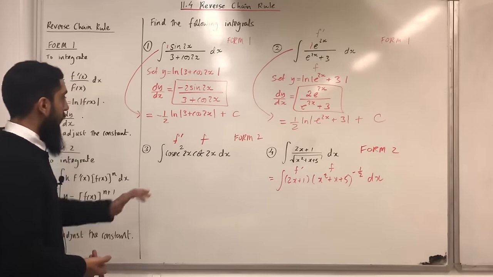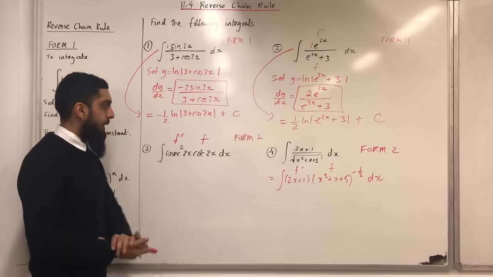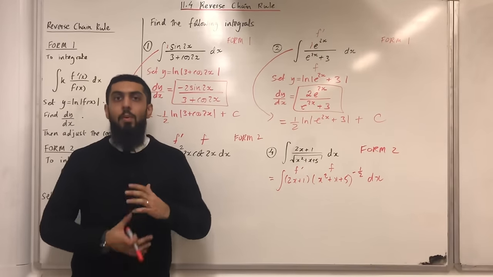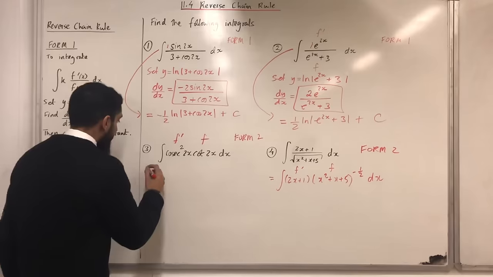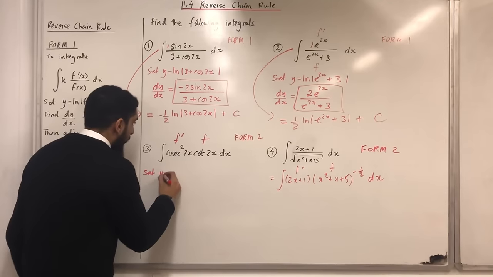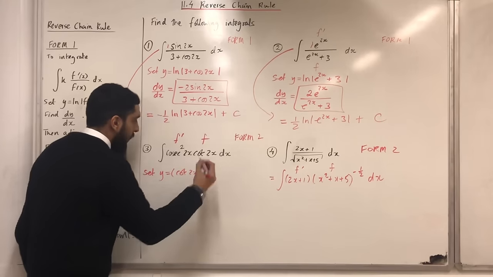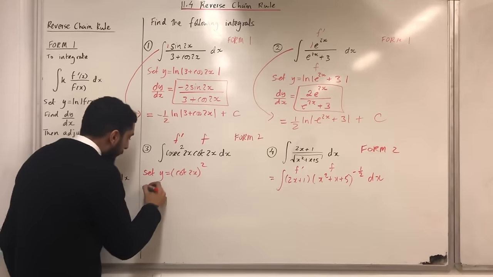Moving on to the third and fourth integral. The third integral, I know that f is cot 2x. The power of cot 2x is 1. If I add 1 to this power, I will get 2. So the first step is to set y equal cot 2x in brackets to the power 2. Second step is to find dy over dx.